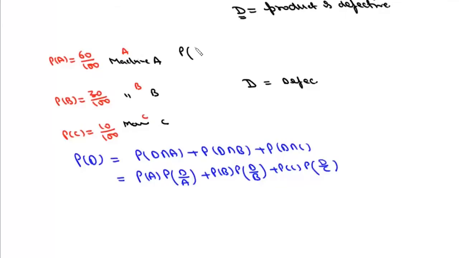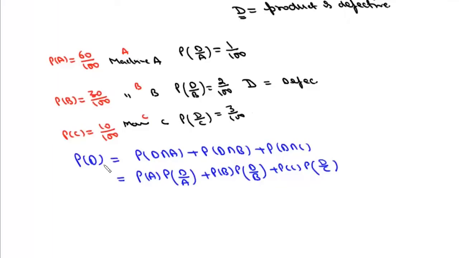Now we'll write probability of D by A. Now what does that mean? It simply means the probability of getting a defective product if we know that it has come from machine A. And in the question, it is clearly given that 1% of all the products coming from machine A are defective. So probability of getting a defective product from machine A is simply 1 by 100. In the same way, it is given that probability of defective in case of machine B is 2%, so it will be 2 by 100. And probability of getting a defective product from machine C is 3 by 100.